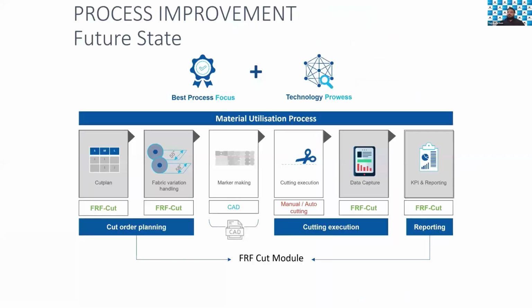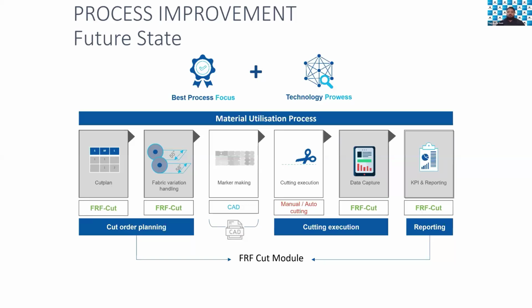Now that we have discussed the current challenges and the capabilities of our product, let's look at this process again as a future state. So at the top, you can notice that our approach combines best process focus with technology prowess. So this combination is critical because it ensures that we are not just automating the process, but also enhancing it to meet the industry's best practices. So let's see how FRF cut module helps in these processes.